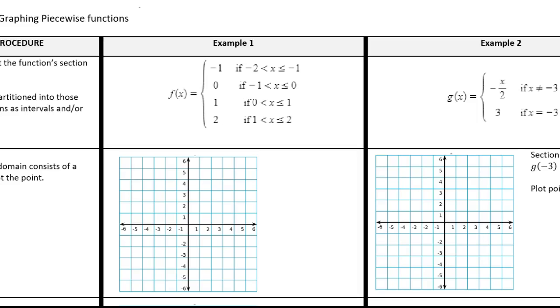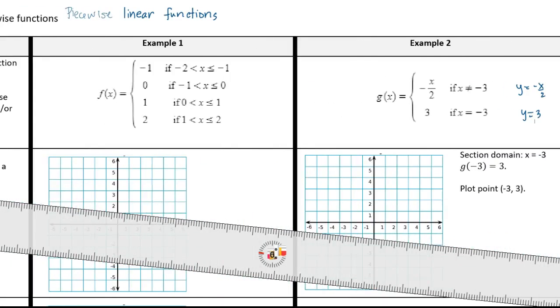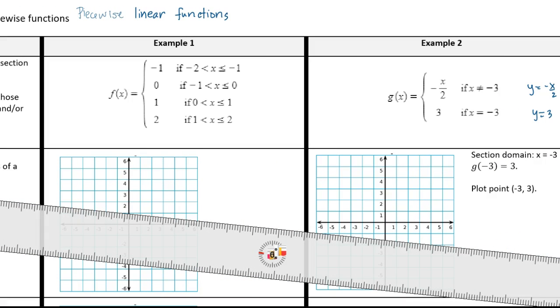These examples are all piecewise linear functions. And if you keep in mind that 2 points determine a line, sketching these functions becomes much easier. In example 3, the lines are y equal to -4, y equal to x minus 1, and y equal to 5. In example 2, the first piece is the line y equal to -x over 2, and the second one is not exactly a line, it is a point. Example 1 consists only of horizontal lines.